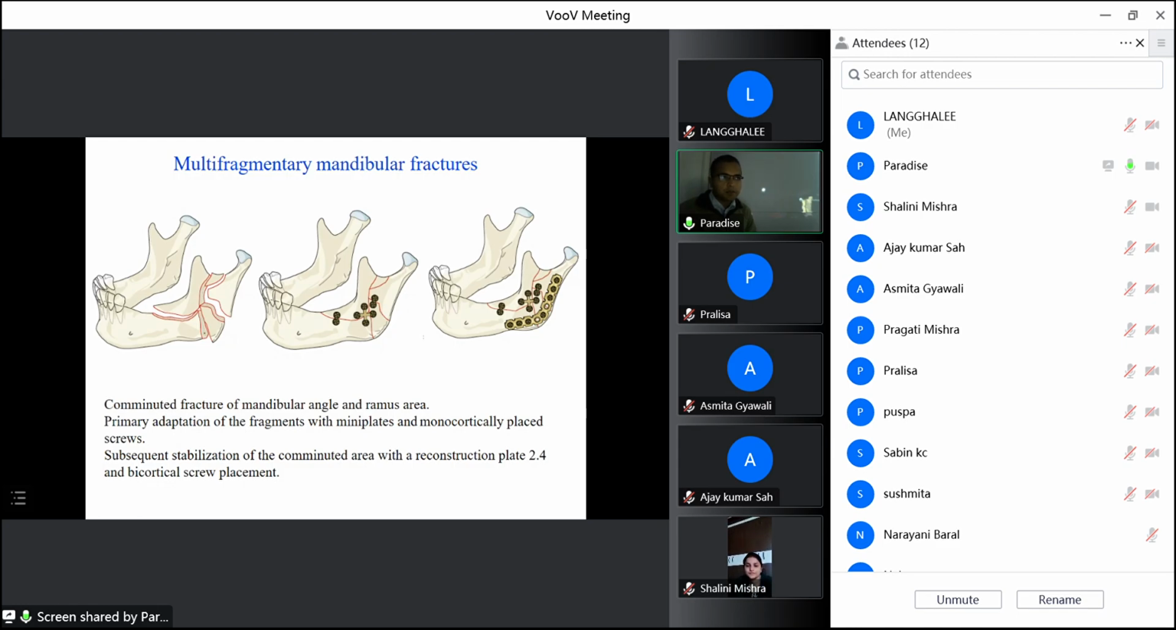Reconstruction plate is always placed at the lower border of the mandible or the posterior surface of the ramus, never in the superior region or in the body region. Because we have to place the bicortical screw. Bicortical screw should not be placed in the body region or the superior surface. One reason is the presence of tooth bud. Another reason is that more compact bone is always present at the lower border of the mandible. It has to hold both the cortices.